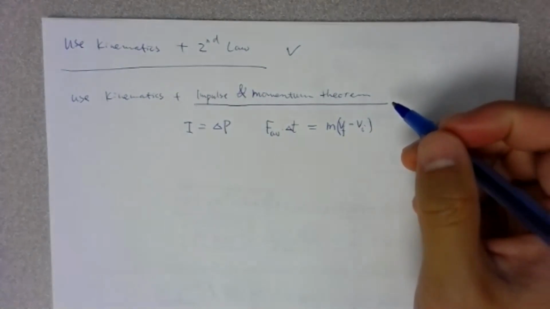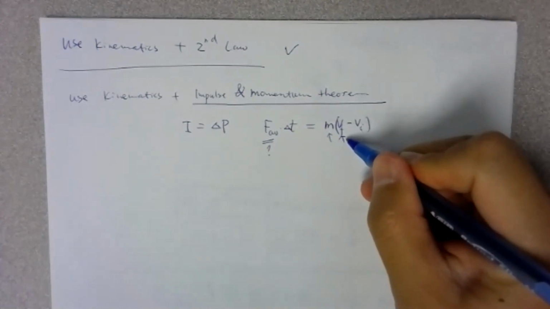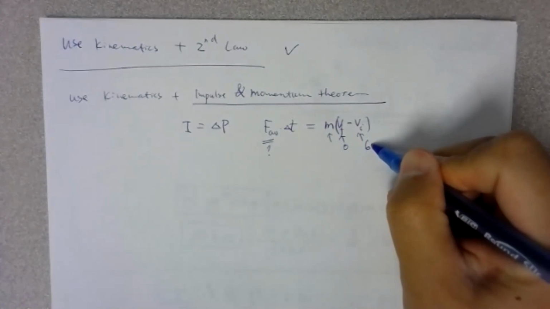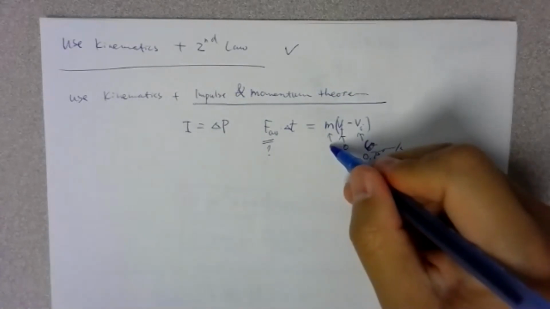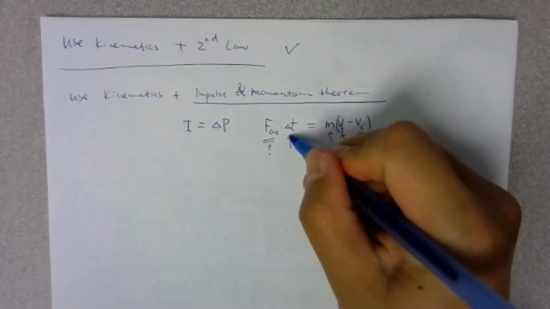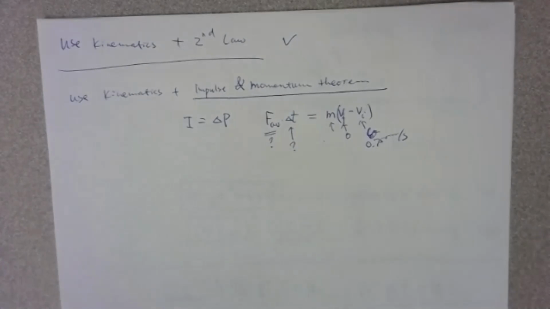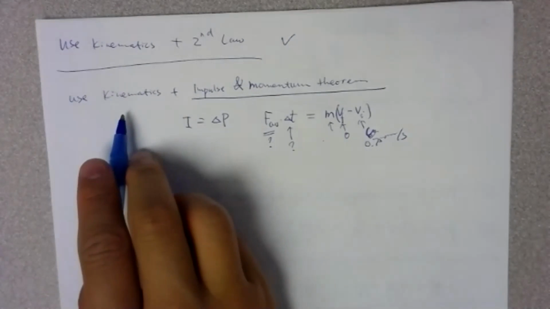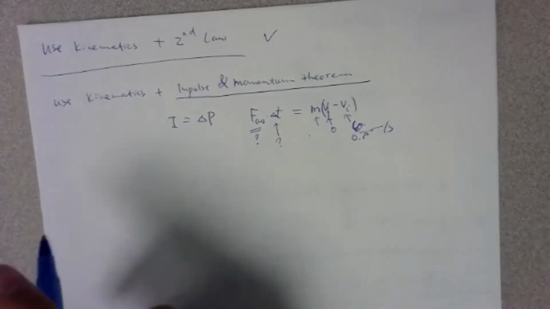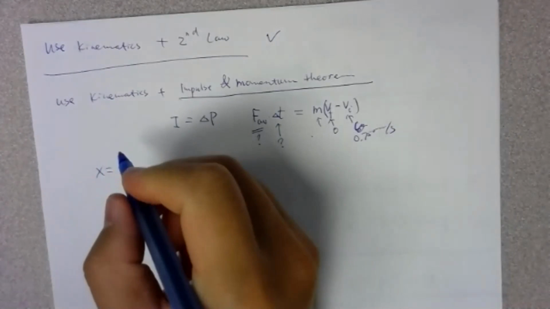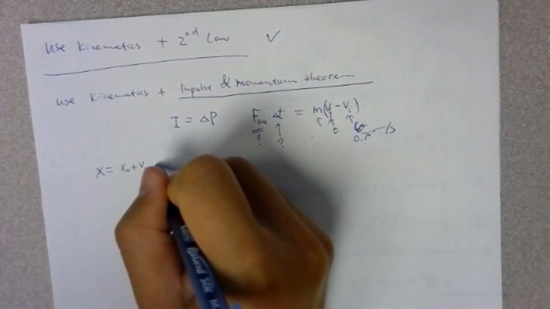So in this problem, we are looking for this, right? We are given the mass, we are given the final velocity, which is 0. The initial is 0.75 meters per second. And the mass is given. So the only thing that remains is to figure out delta t here. All right. Now let's look at the kinematic side. You have 5 equations of motion. I'm going to just pick x equals x naught plus v average times t.